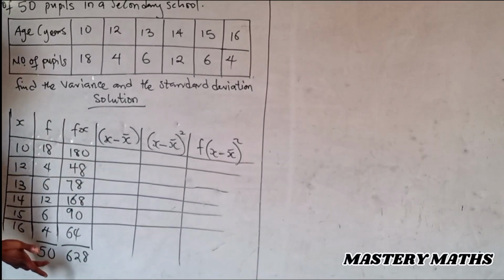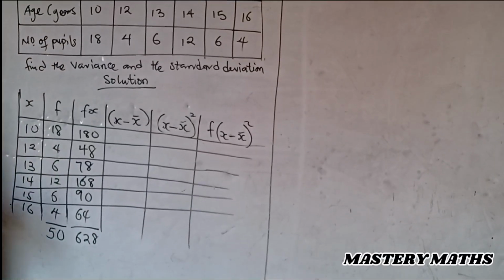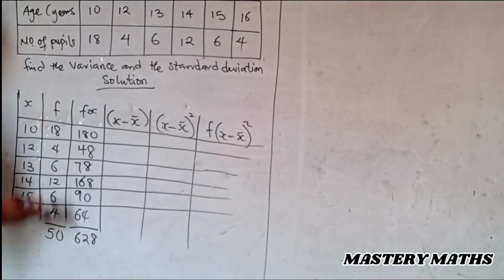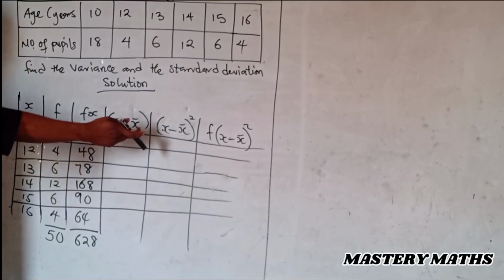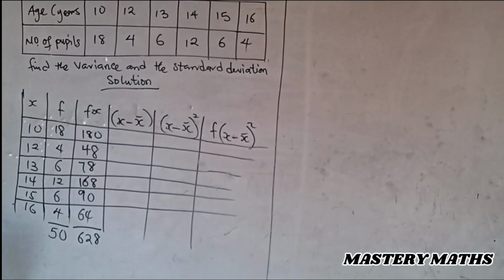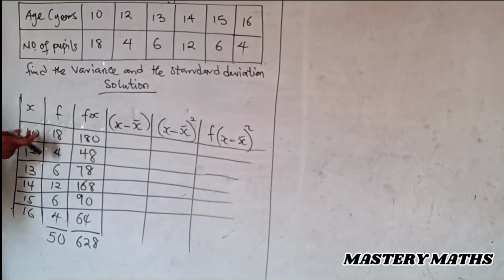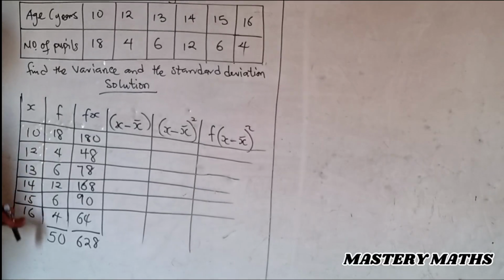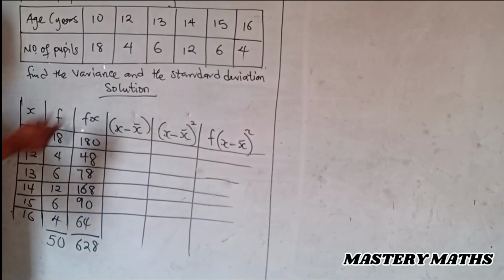After doing this here on the board, now we need to look for our mean, because we're about to go to the next column, which is the given value minus the mean. Now we have a question: how do we get the mean? Because we already have our given values here, which are 10, 12, 13, 14, 15, and 16, and we use them to subtract the mean. How do we get the mean?